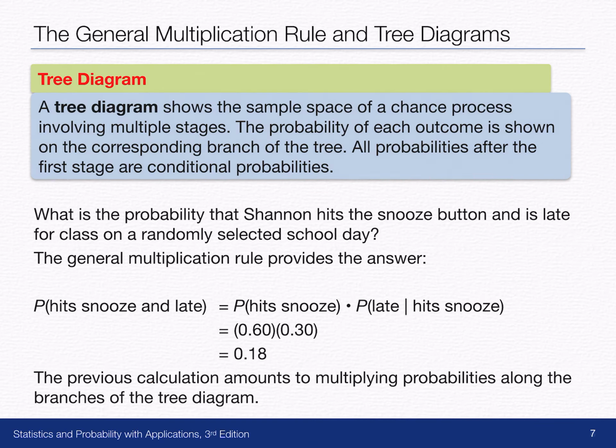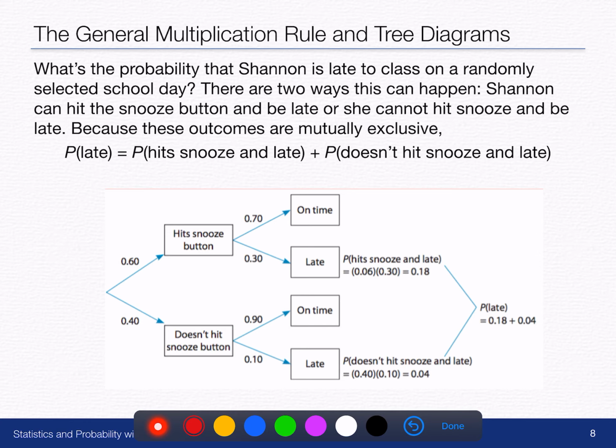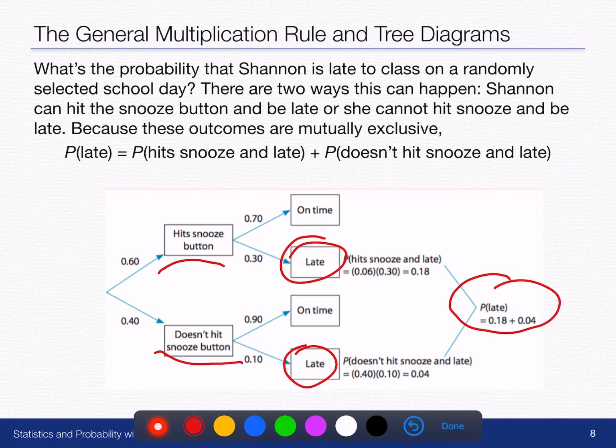Okay? So in this visual right here, notice the probability that someone is late. Well, the probability that someone is late happens 2 times. So what you have to do is multiply 0.6 times 0.3 and 0.4 times 0.1. But then in order to get the probability that someone is late, you have to add those two together. All right? So that adds up to 0.22.